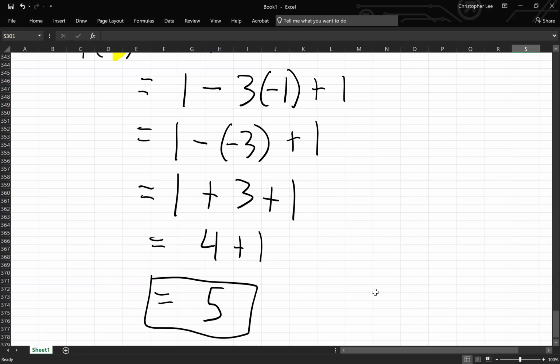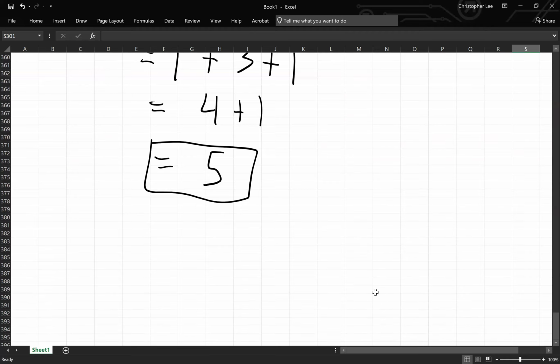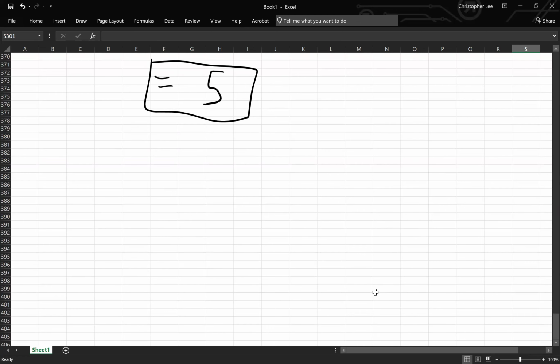F of negative 1 equals 5. Negative 1 was the x value. Not f of x, f of negative 1, like this. Oh, wait, hold on, my fault. Like this, f of negative 1. That's equal to 5. All right.